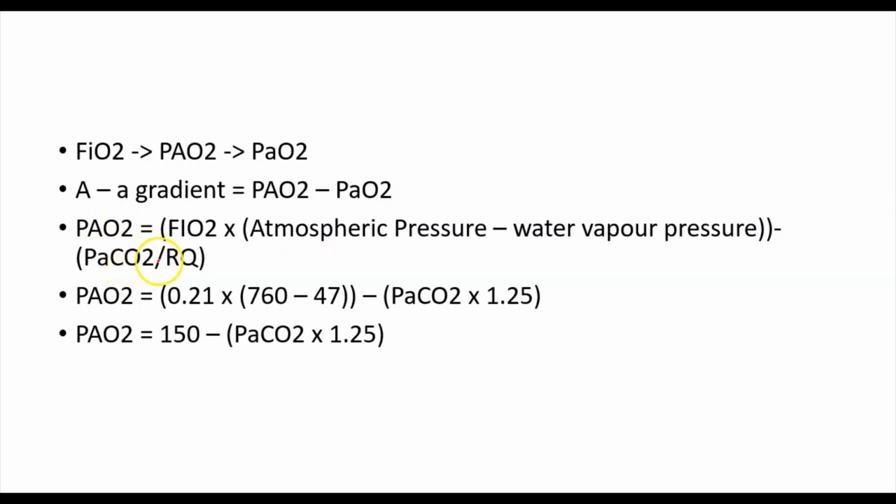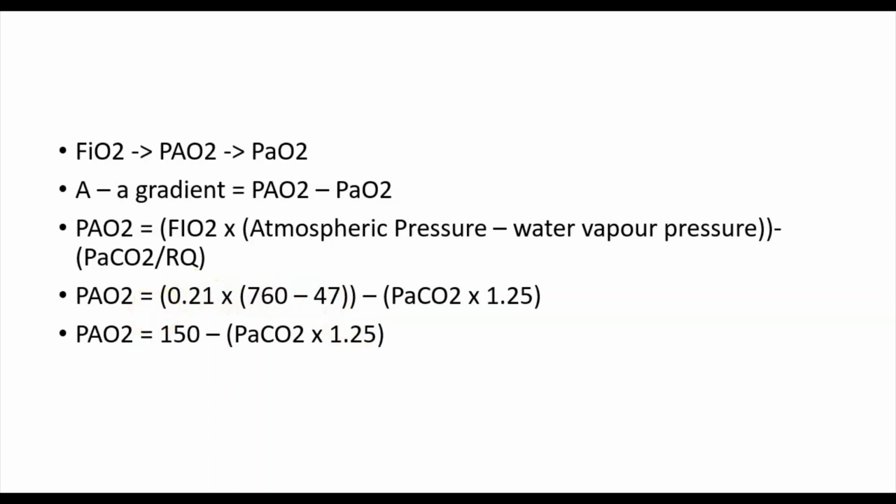If we then put some numbers into the equation, which are standard numbers like 21% FiO2, 760 millimeters of mercury atmospheric pressure, and 47 millimeters of mercury of water vapor pressure, as well as a respiratory quotient of 0.8, and if you divide by 0.8, it's the same as multiplying by 1.25. We can then simplify this equation to this final equation shown here, where you can see that you can determine the alveolar oxygen pressure simply by getting the arterial carbon dioxide pressure, which you can obtain from an arterial blood gas, and calculating the rest in this equation.